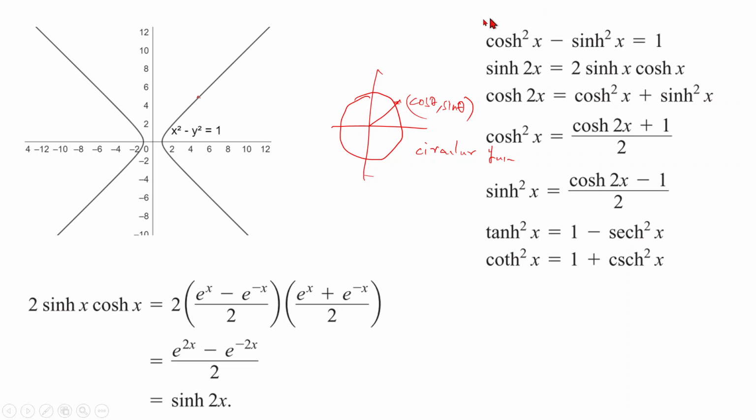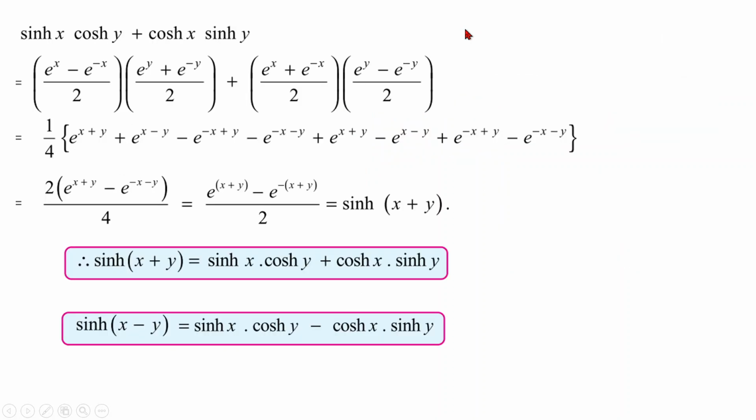So basically, these are more or less similar to our regular trigonometric identities, right? Cos square plus sin square, secant square minus tan square, cos 2 theta, like this. So hyperbolic also we get more or less the same things.